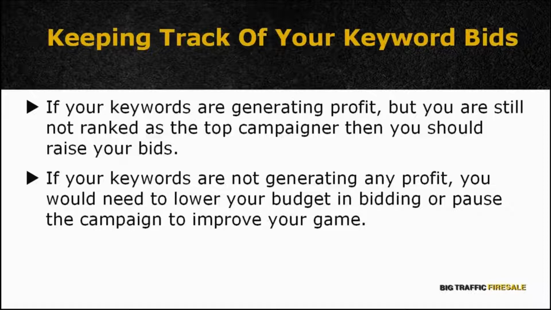First, keep track of your keyword bids. Once you've generated your clicks and sales, you'll still need to adjust your bids. If your keywords are generating profit but you're still not ranked as the top campaigner, then you should continue to raise your bidding price. However, if your keywords are not generating any profit, you would eventually have to lower your budget in bidding or pause the campaign to improve your game.